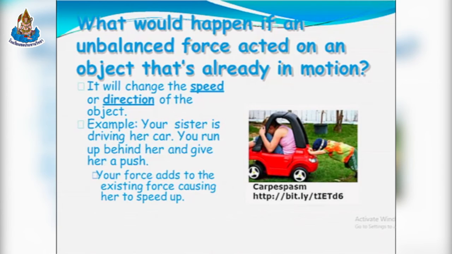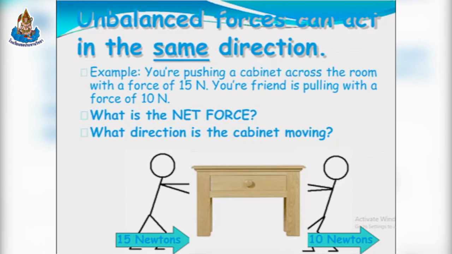So example here, your sister is driving her car. You run up behind her and give her a push. So what will happen? Your force will add to the existing force, causing her to speed up. So there will be a change in the speed or direction of the object. You will go faster or it will make you slow down. So unbalanced forces can act in the same direction.